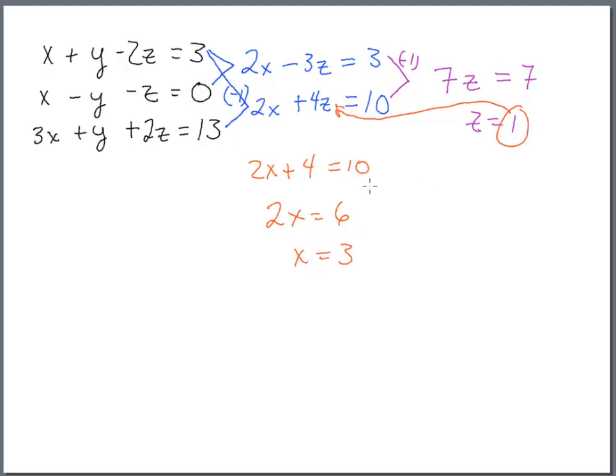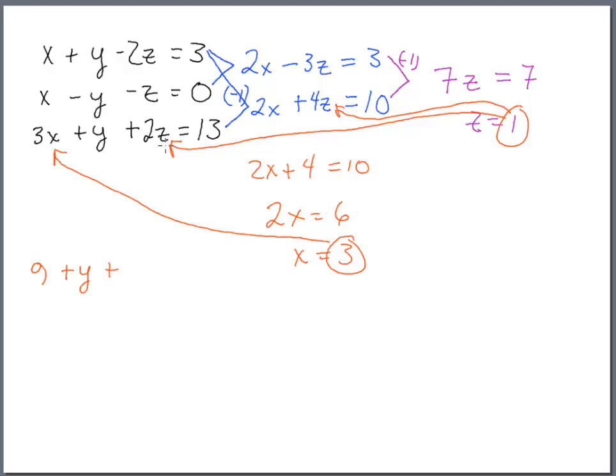Now we have z and we have x. We move back one more step, and let's get y. So we could stick this into any one of them that we want. Let's choose the bottom one. So let's put a z right there. Let's put the x right there. So we have 3 times 3 is 9, plus y, plus 2 times z, which is 1, equals 13. 9 plus 2 is 11. So if we subtract 11 from both sides, we have y equals 2. That means our answer is x is 3, y is 2, and z is 1.